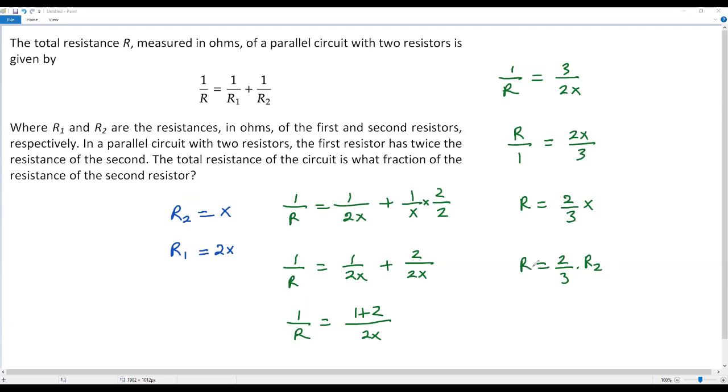Okay, now I got the total resistance of the circuit is what fraction of the resistance of the second resistor: the total resistance is equal to 2/3 of the resistance of the second resistor. The answer for this question is 2/3.